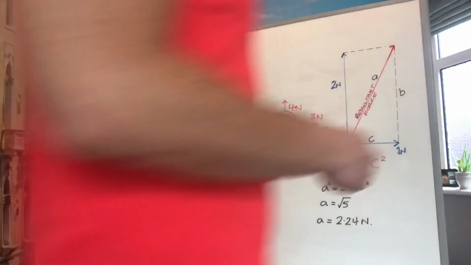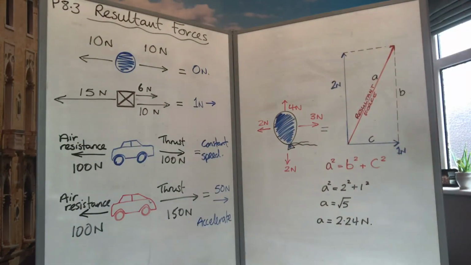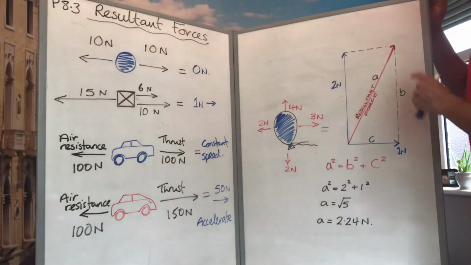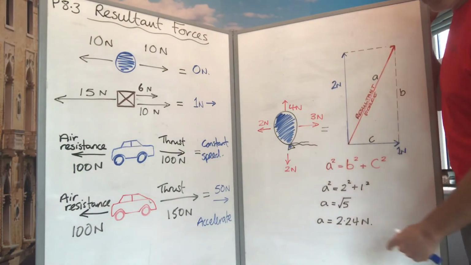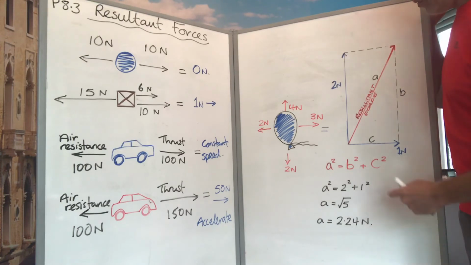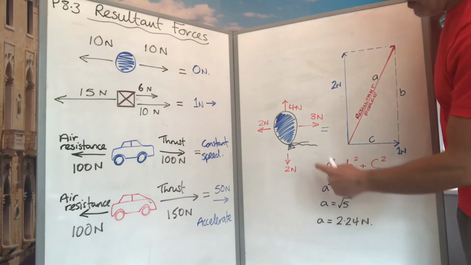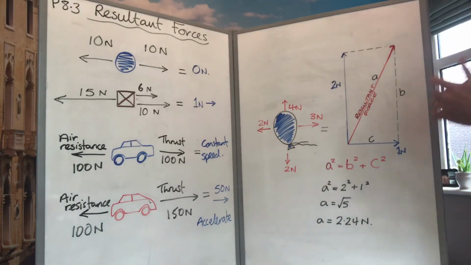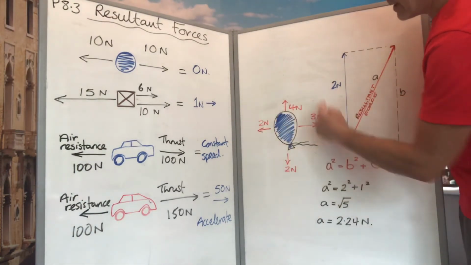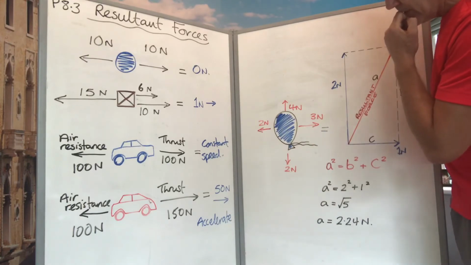Okay, slightly more complicated example here. We're going to have to use a bit of math. So if you know your Pythagoras theorem, that will help you with these sorts of questions. If we have an object, and usually it's a plane or something that's flying, something in the air, there are 4 forces now acting on it.